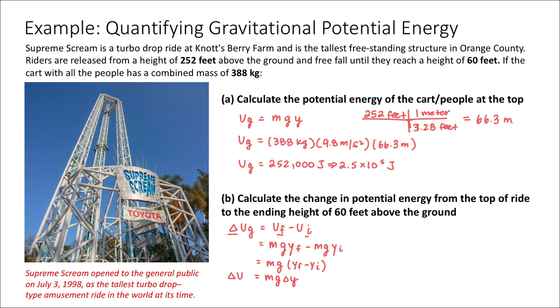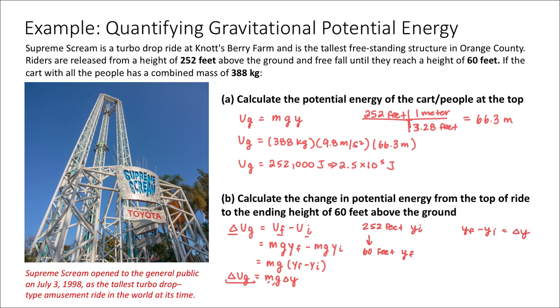So what I've just done is shown you that the change in the gravitational potential energy is just the mass of the object, the acceleration due to gravity, or the gravitational field strength, and then the y displacement. So in this case, I went from 252 feet, that would be our y initial, which we will convert to meters in a second here, and that was our starting height, and our ending height here was 60 feet, which is our y final. So the first thing I'll do is convert both of those to meters, and then I can do y final minus y initial to get my delta y.